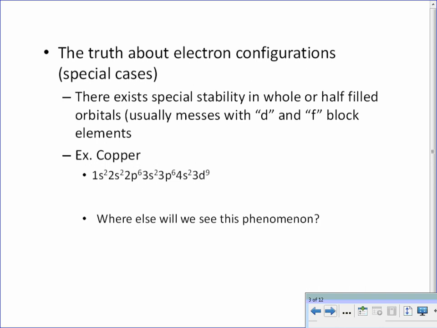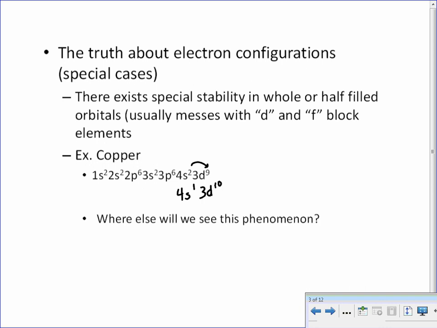That's how we would normally write the electron configuration, which is not the correct electron configuration. Because what actually happens is one of the electrons from the 4s jumps over here to the 3d. So the true electron configuration is 4s1, 3d10. And that is a much more stable electron configuration than having the neither half or whole filled 3d sublevel.